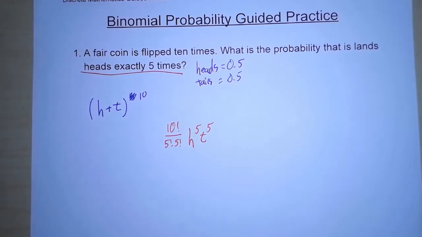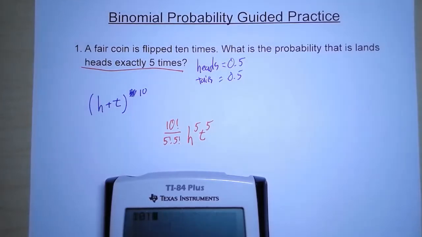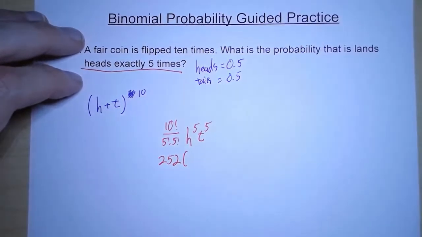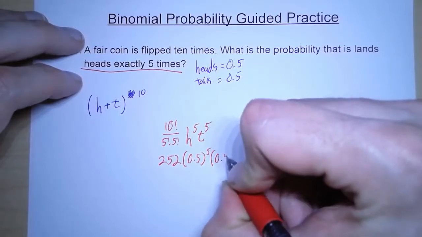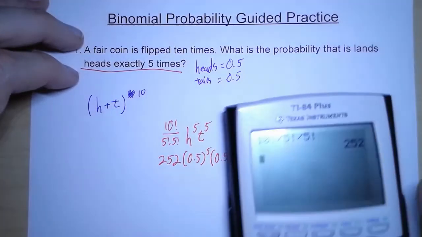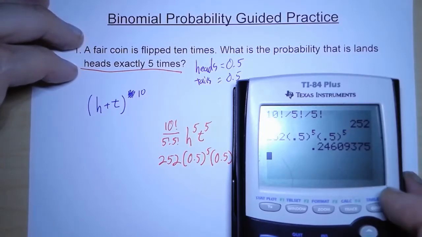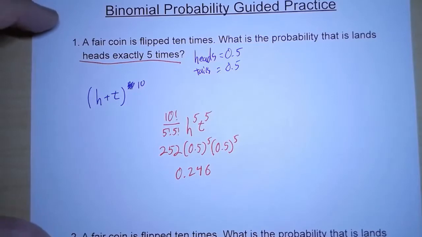So if I get out my calculator, we can calculate 10 factorial divided by 5 factorial, and we'll do that twice. And we get 252. Now in place of h, we plug in the probability. Since this is a fair coin, it's 0.5 to the 5th. Same for tails, 0.5 to the 5th. So we take 252 times 0.5 to the 5th times 0.5 to the 5th, and we get 0.246 as our probability. So that is our probability that it lands heads exactly 5 times.